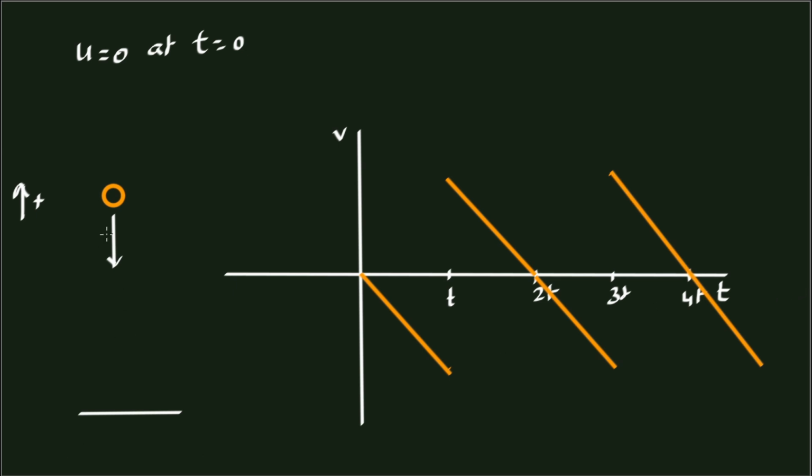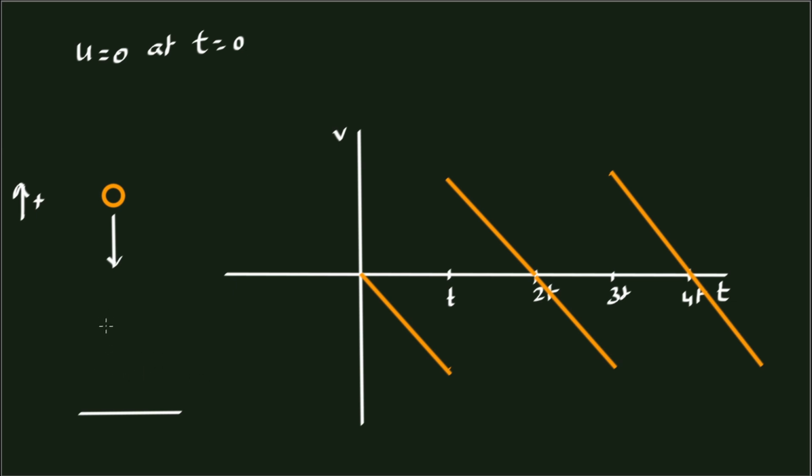Please remember, in these problems, while it's moving up, the acceleration is minus g. While it's coming down, the acceleration is minus g. The minus sign tells me the direction of the acceleration. It has nothing to do with speeding up or slowing down. And negative acceleration means a negative slope. So for the entire motion, while it's going down and while it's going up, it's all going to be negative slopes.